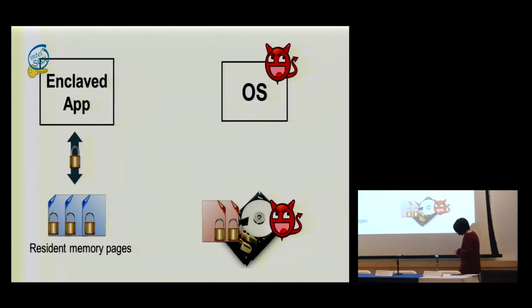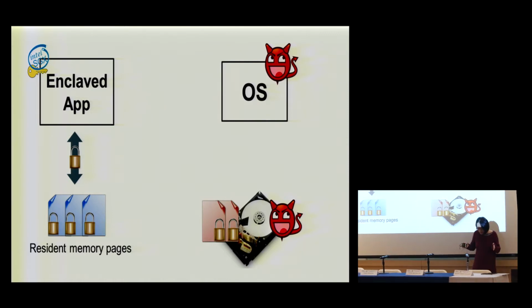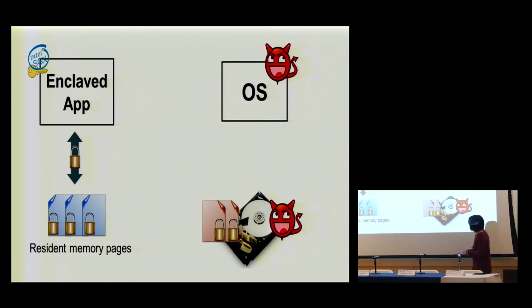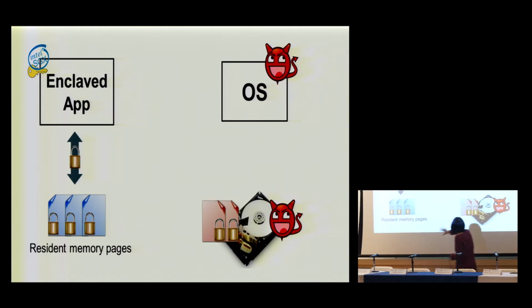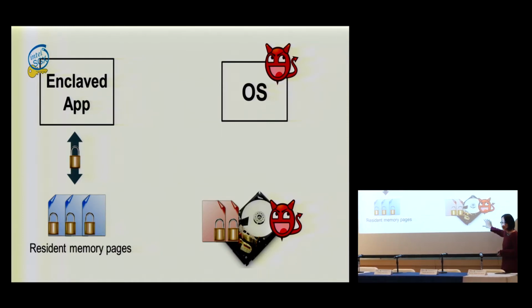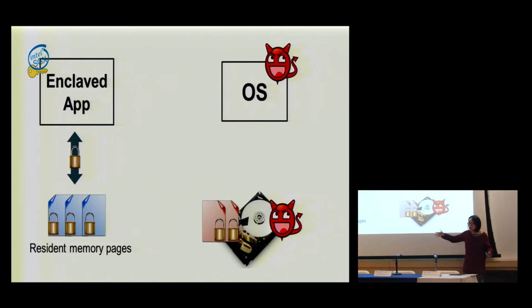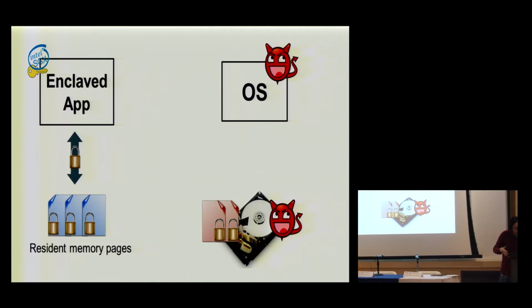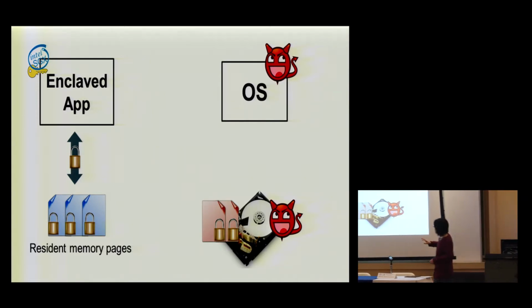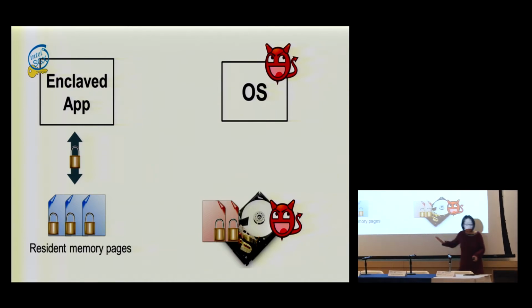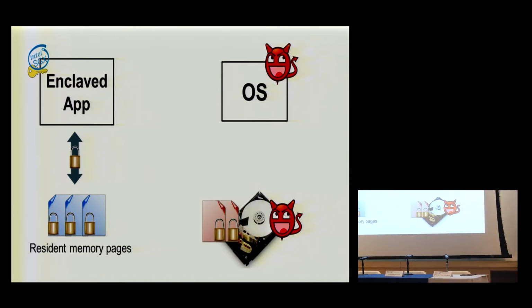As we all know, our computers have a limited amount of physical memory. And if your application needs many memory pages, then some of these memory pages will be resident in physical memory, whereas others will be paged out onto disk. Disk provides cheaper and larger volumes of storage. This process is called paging. And if your enclave application needs to now access a memory page that's on disk, it will introduce what's called a page fault.